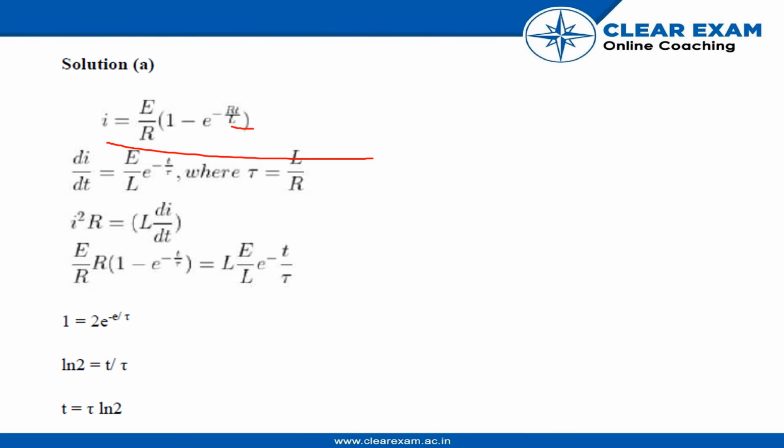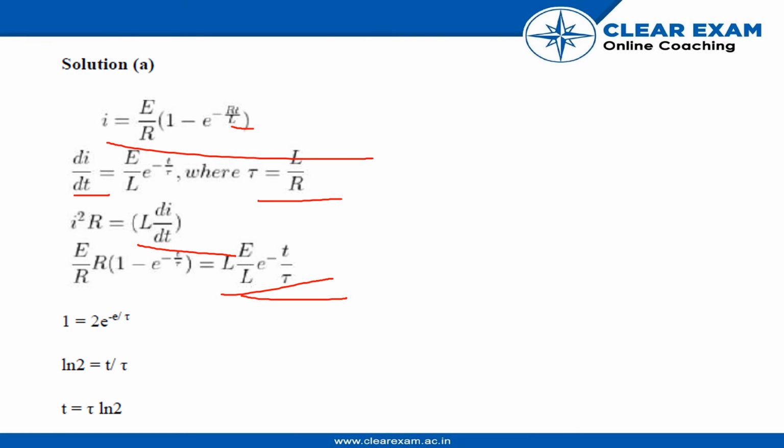So we will first differentiate with respect to time. We'll get E by L times e to the power minus t by tau, where we have denoted tau as L by R. And I squared R equals L di by dt, and in the next step E by R will be into R times (1 minus e to the power minus t by tau), and that will be equal to L times E by L into e to the power minus t by tau.